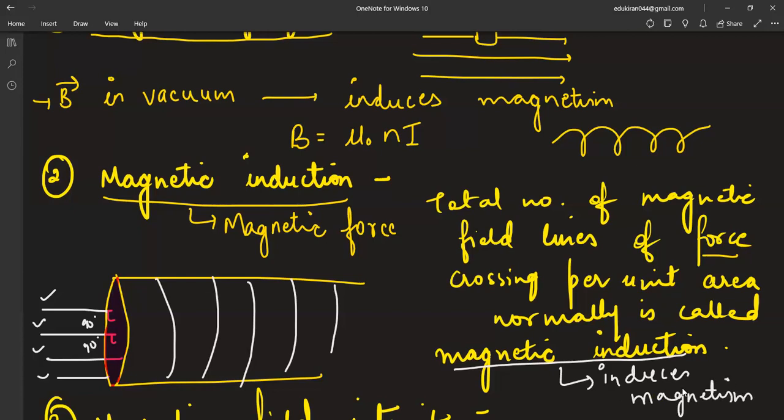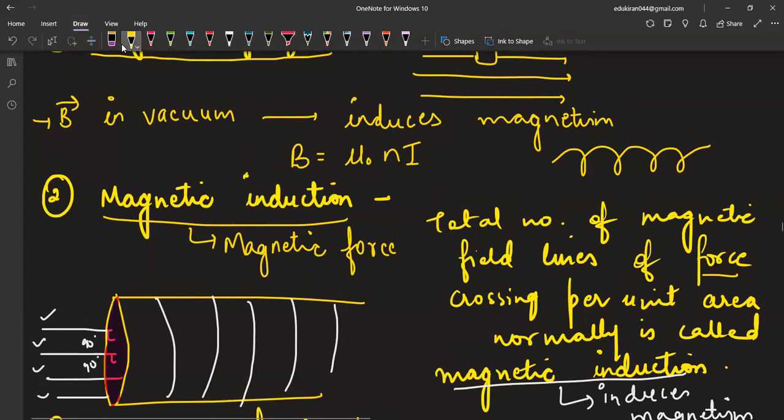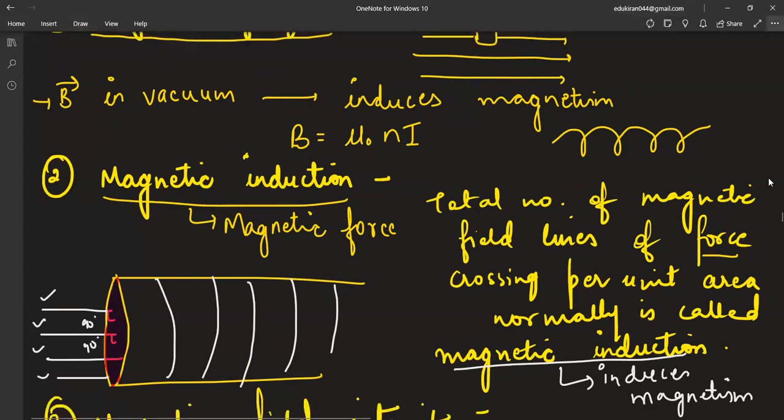Now, what did we do in the last class? We just studied this meaning only. So it has a broader meaning. This entire meaning is clear. Now, the next topic is magnetic field intensity.